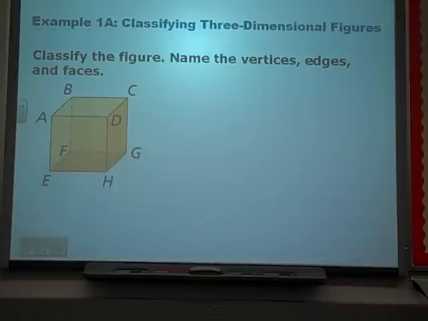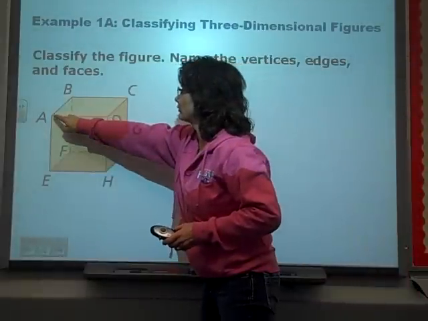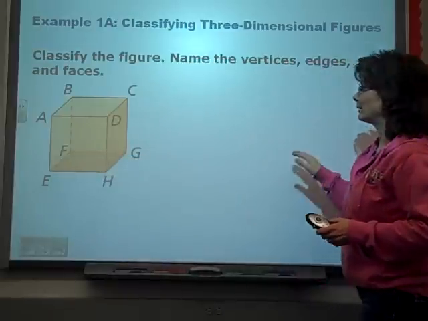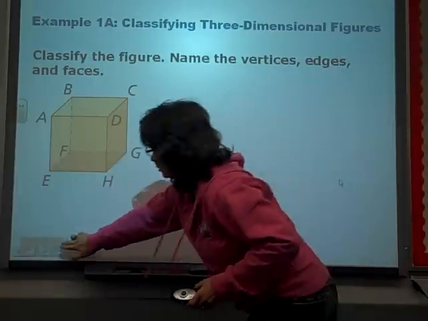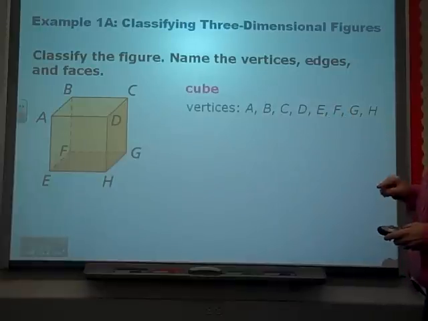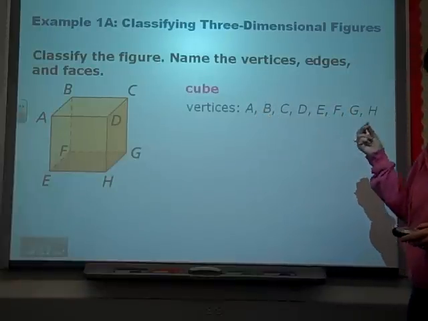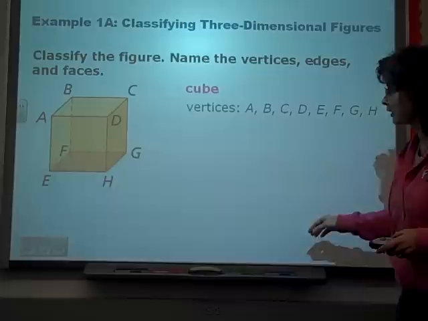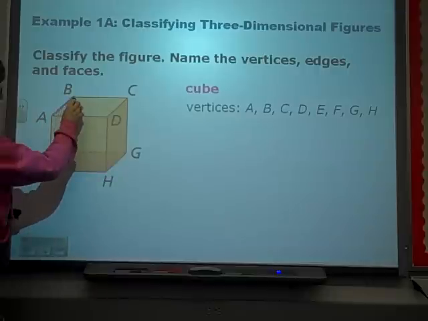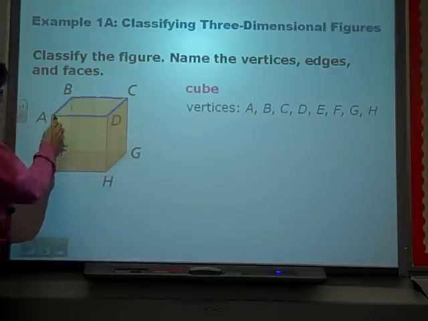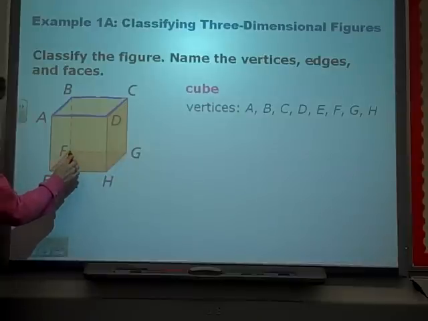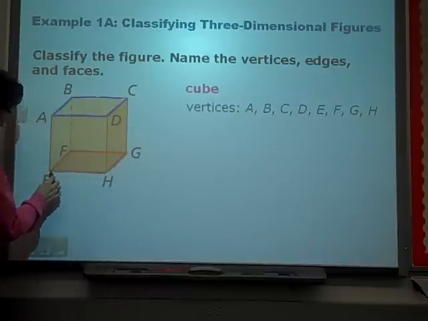Now when you're naming vertices, you're just looking for the corners: A, B, C, D, E, F, G, and H. So to name the vertices, we'll just list the letters one right after another with a comma, because when you're naming a point, that's all you do. Edges, we're going to look at where the faces connect. So AB is an edge, BC, CD, AD. Other edges, if you think about the base down in the bottom, EF, FG, GH, and EH.